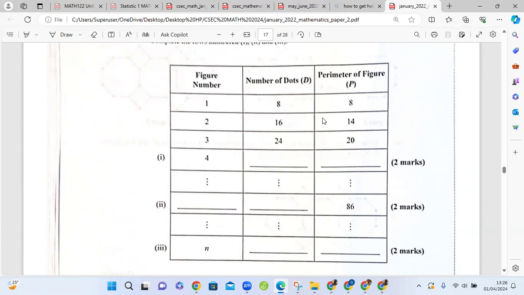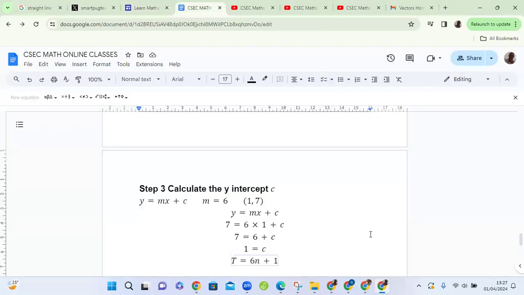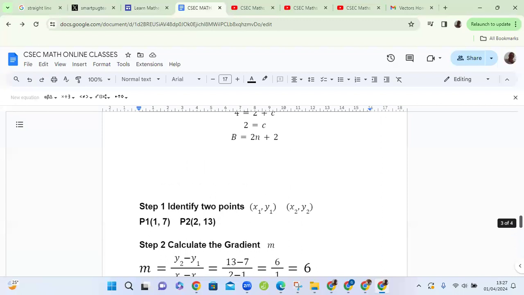1 and 8, 2 and 16, and 14. Okay, so 1 and 8, 2 and 16, that will give us the formula for D. 1 and 8, 2 and 14, that will give us the formula for P. So let's get the formula for D first: 1 and 8, 2 and 16. That's a question we have done already, a similar question. So let's just follow the steps of finding the equation of a straight line.